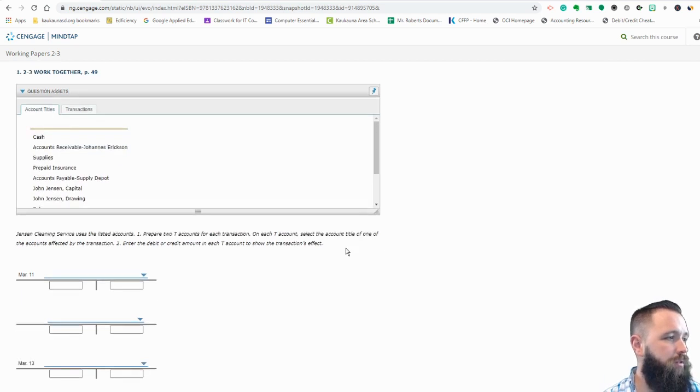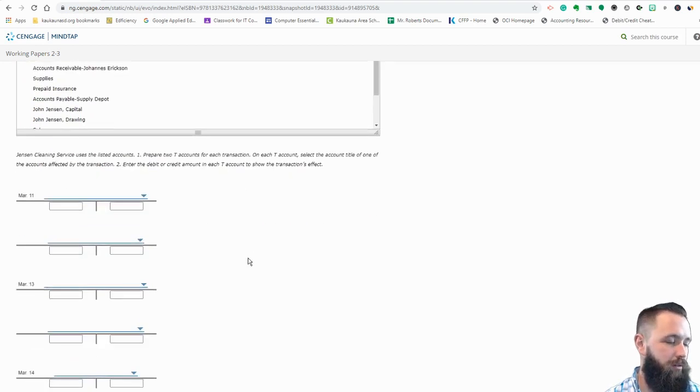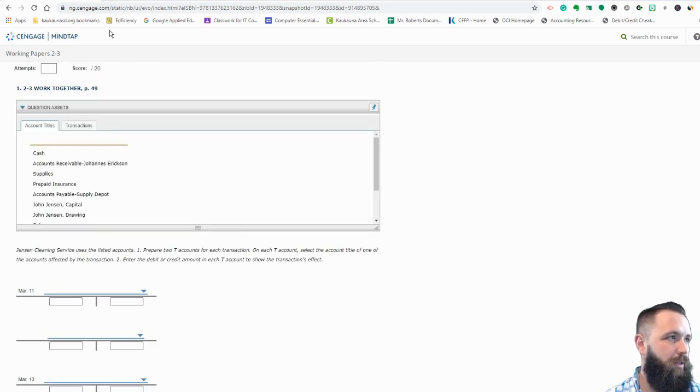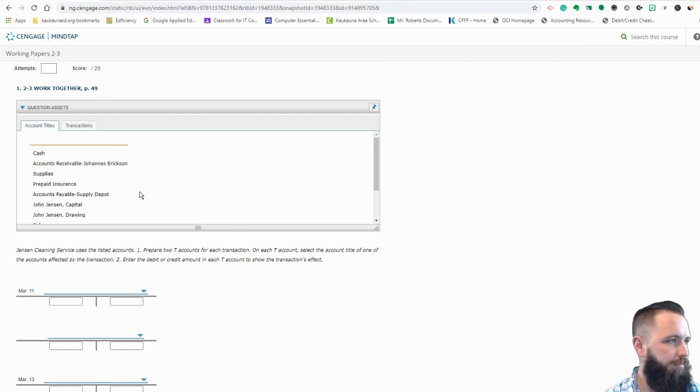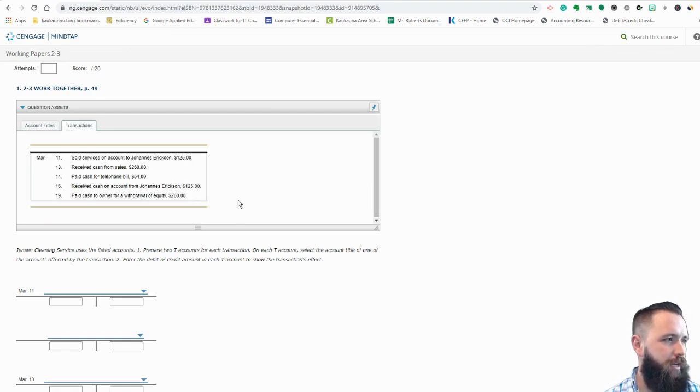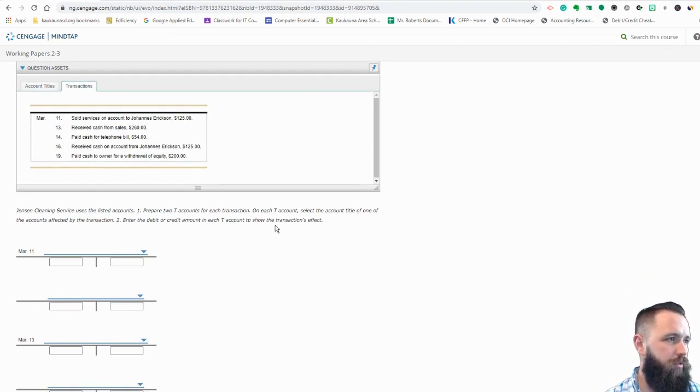Alrighty. So now Jensen Cleaning Services uses the list of accounts, prepare 2 T accounts for each transaction. On each T account, select the account title of one of the accounts affected by the transaction and then enter the debit or credit amount. So the exact same thing that we did last time, okay? And remember, use this sheet if you need to. All right, let's jump in. Here's our transactions. So I sold services on account to Johannes Eriksson.